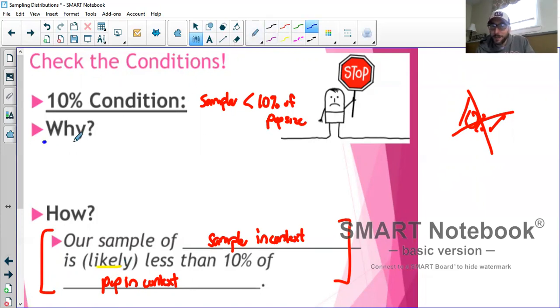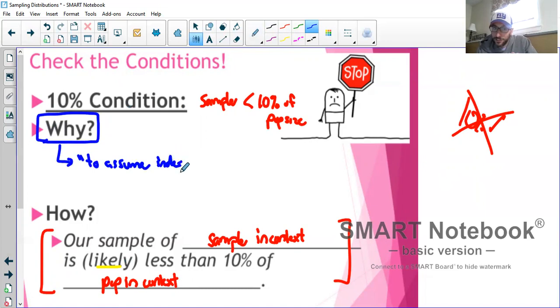The why for the 10% condition is the trickiest of all of them. For now, I'm going to do my least favorite thing as a teacher and just tell you to take my word for it. So we check this 10% condition to assume independence within our sample. That probably is a meaningless statement right now. So, I guess just write it down and remember it for now. When we have time, we'll dive more into that.